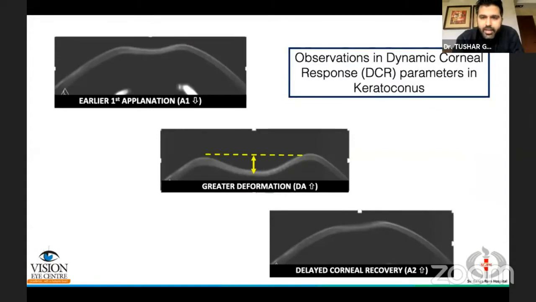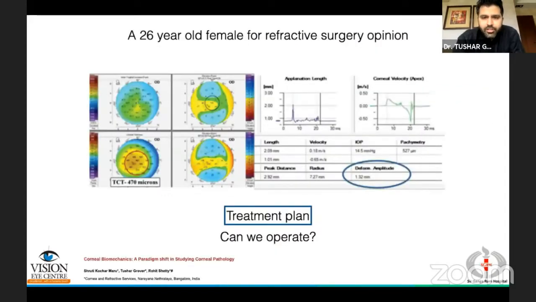So for example, in keratoconus, you would see factors like an earlier first applanation because it's a weaker cornea. You would see greater deformation amplitude, like I just mentioned. You would also see a delayed corneal recovery. This is the recovery phase after the applanation. So these are all things that you would see. So just by these parameters also, you can come into decision making.